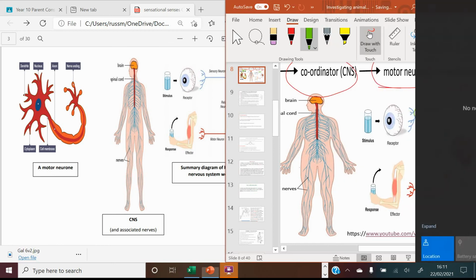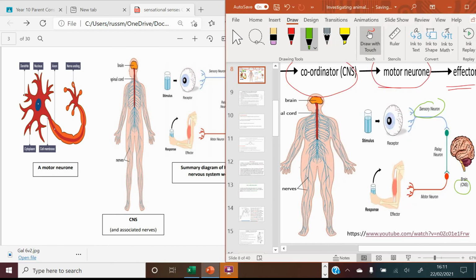Now, the little thing to maybe allow for here, though, is that there is a third neuron which is always found in the brain or the spinal cord. It's never found anywhere else, and in this case it's called the relay neuron. So I would highlight that. So we have sensory, relay, and then the third one is motor. So I'd highlight those three.